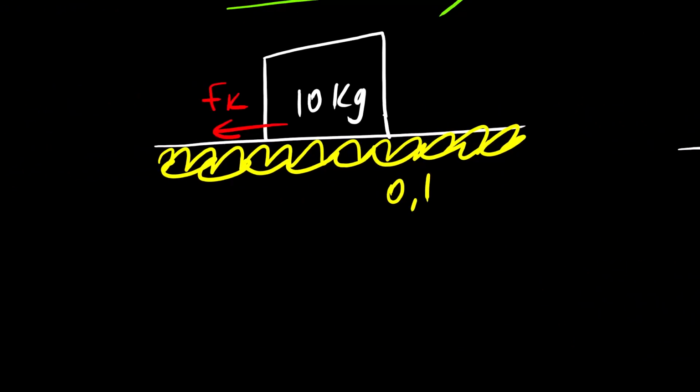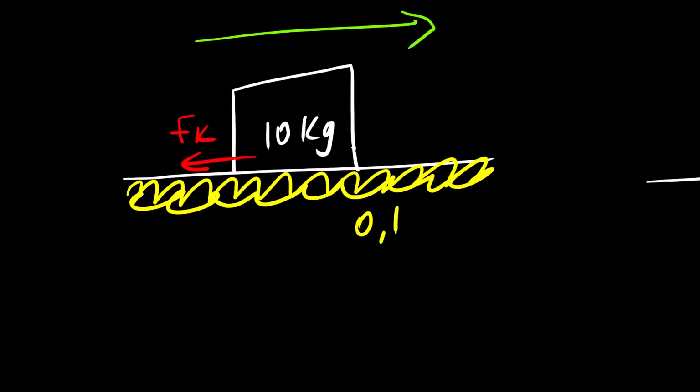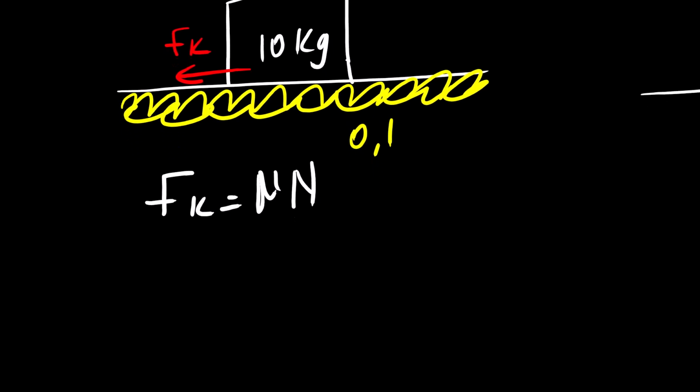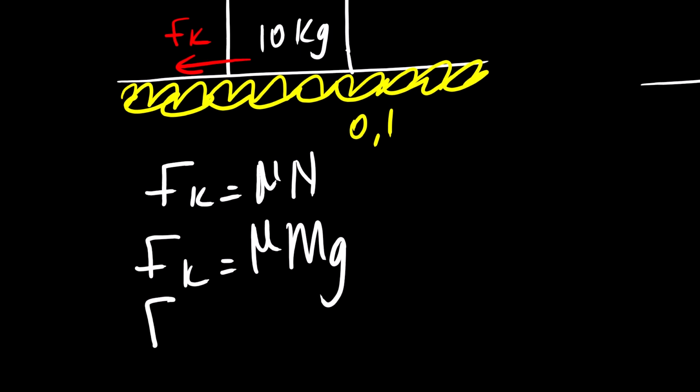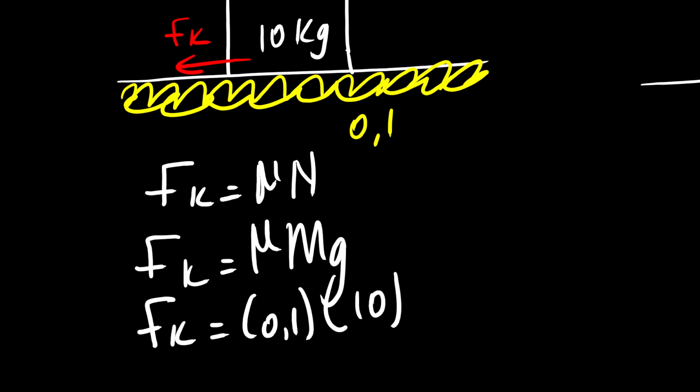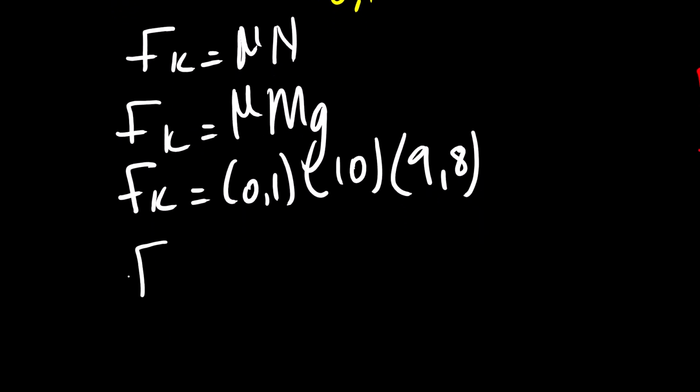Now, going back to our scenario. So it means the equation we are going to use is Fk is equal to coefficient multiplied by normal force. Then expanding this equation furthermore, we have coefficient multiplied by the mass and gravity. Now the coefficient is 0.1, our mass is 10 kg, our gravity is 9.8. Punching this on the calculator, the answer should give you 9.8 newtons.